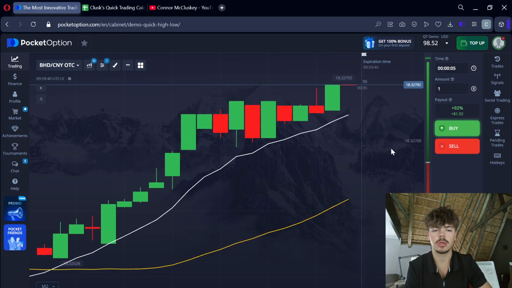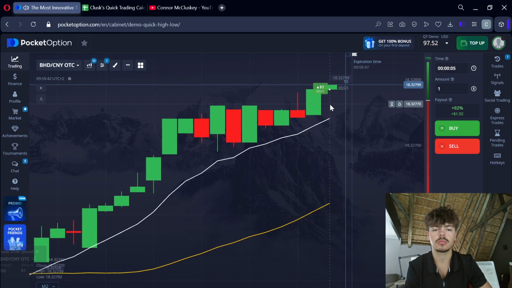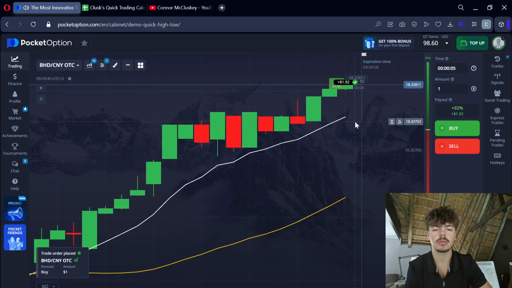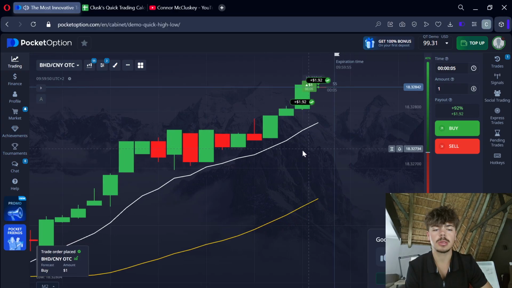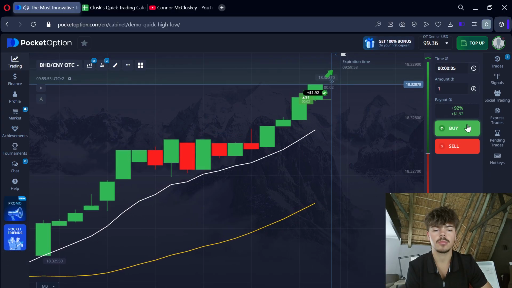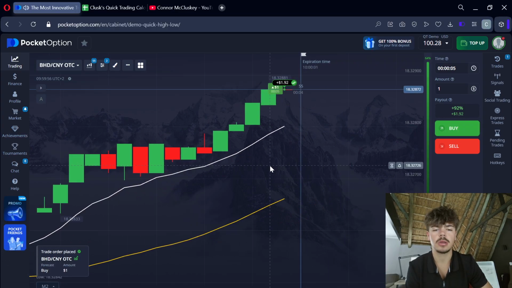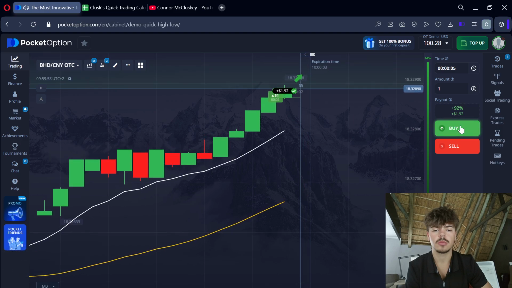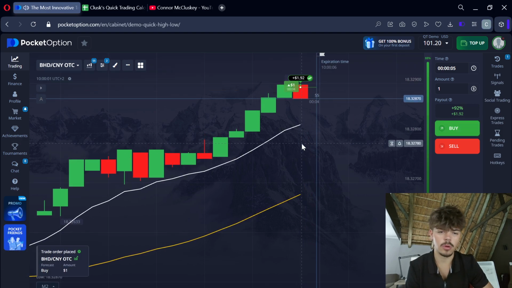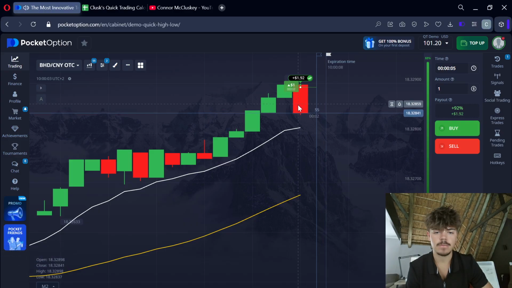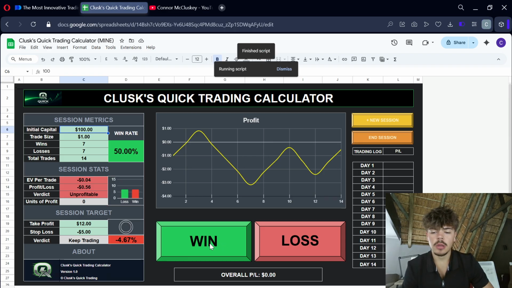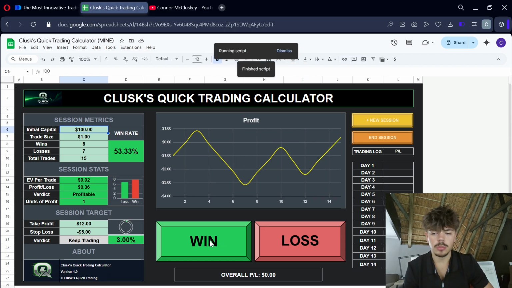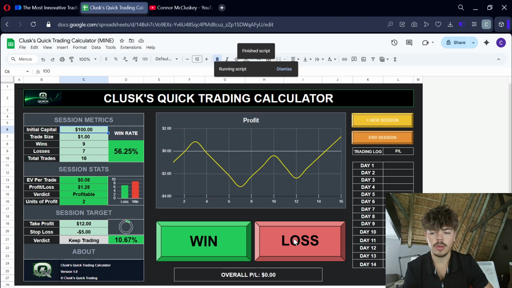Perfect. Let's go again. We can keep taking these trades, guys. There's 1 win. Let's see if we can continue to win these. There's 2 wins. There's 3. There's 4. Okay, so 4 wins and 1 loss. Very good trade there. 1, 2, 3, and then 4, and then 1 loss.